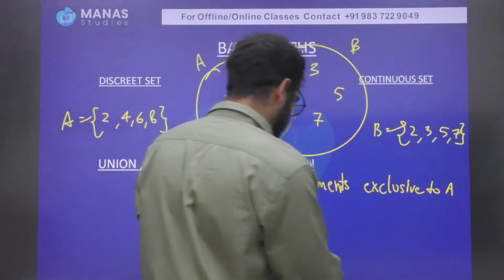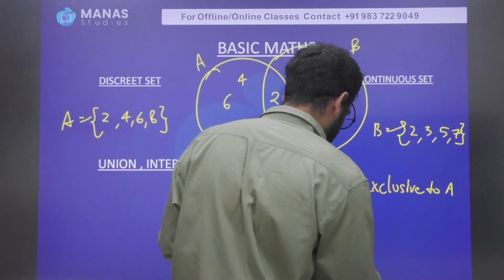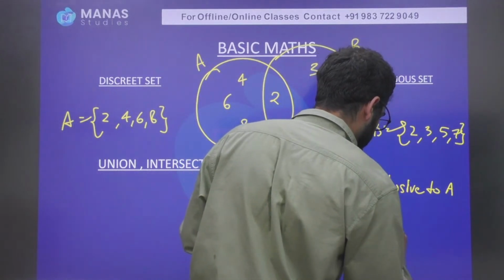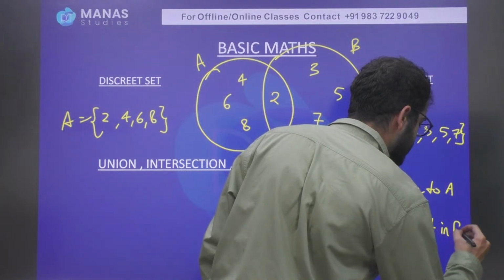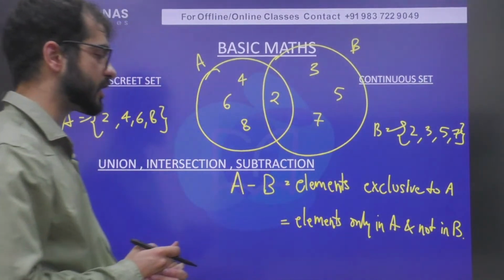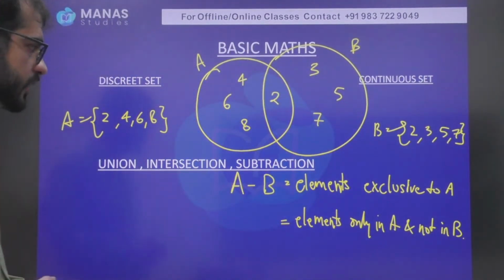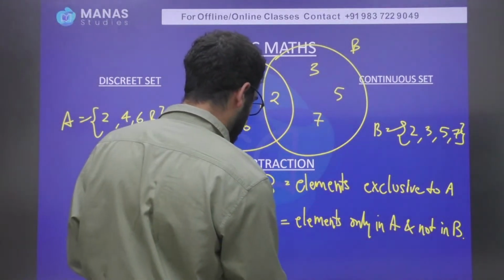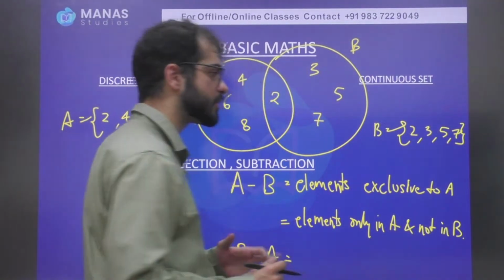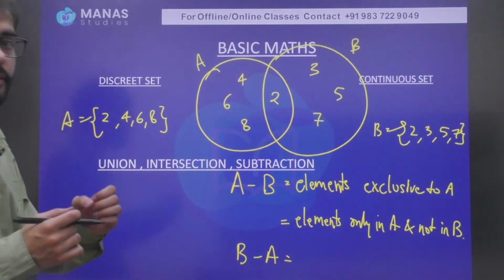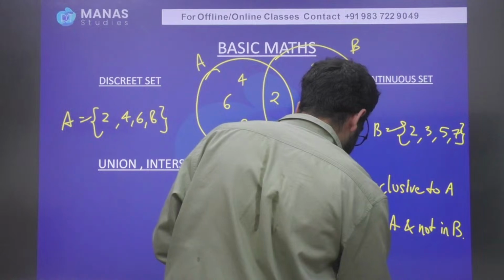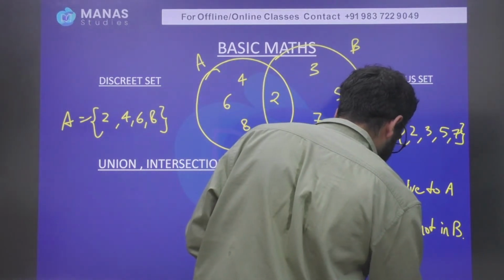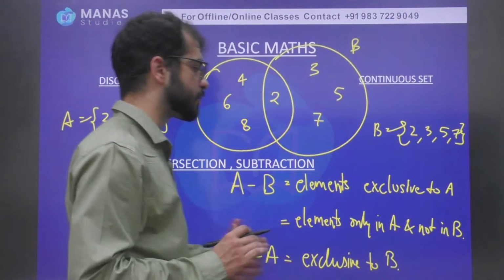So I'll write elements only in A and not in B. तो ऐसे एलिमेंट्स जो सिर्फ A में आते हैं और B में नहीं आते उन्हें हम लिखते हैं A माइनस B. सो अगर मैं बोलूँगा B माइनस A, इसका मतलब हो जाएगा elements in B that are not in A. That means elements exclusively present in B, exclusive to B, जो सिर्फ B में है और A में प्रेजेंट नहीं है.